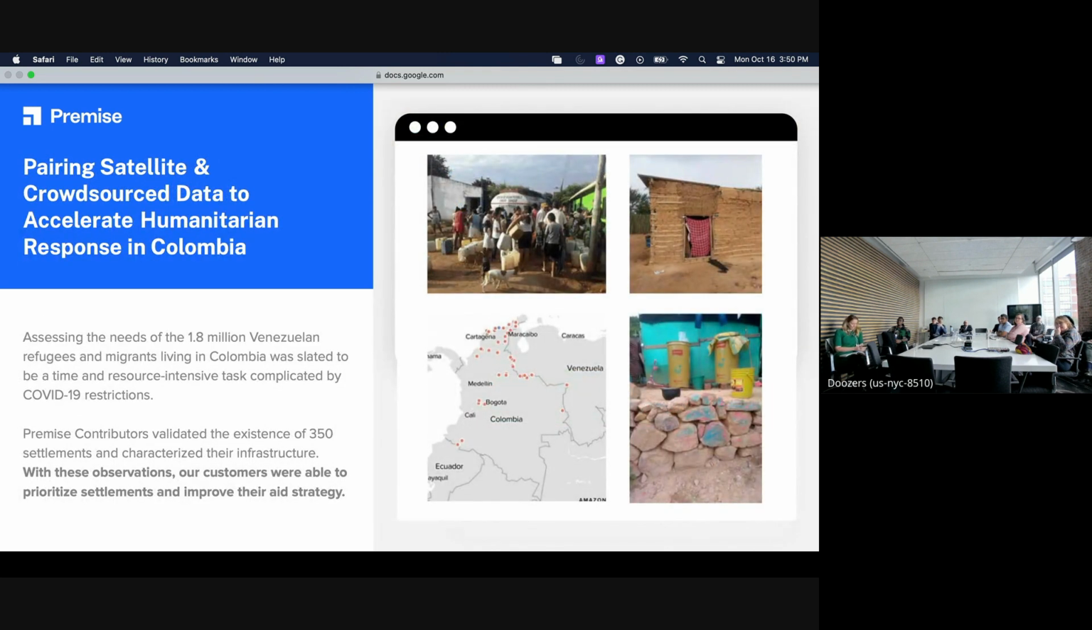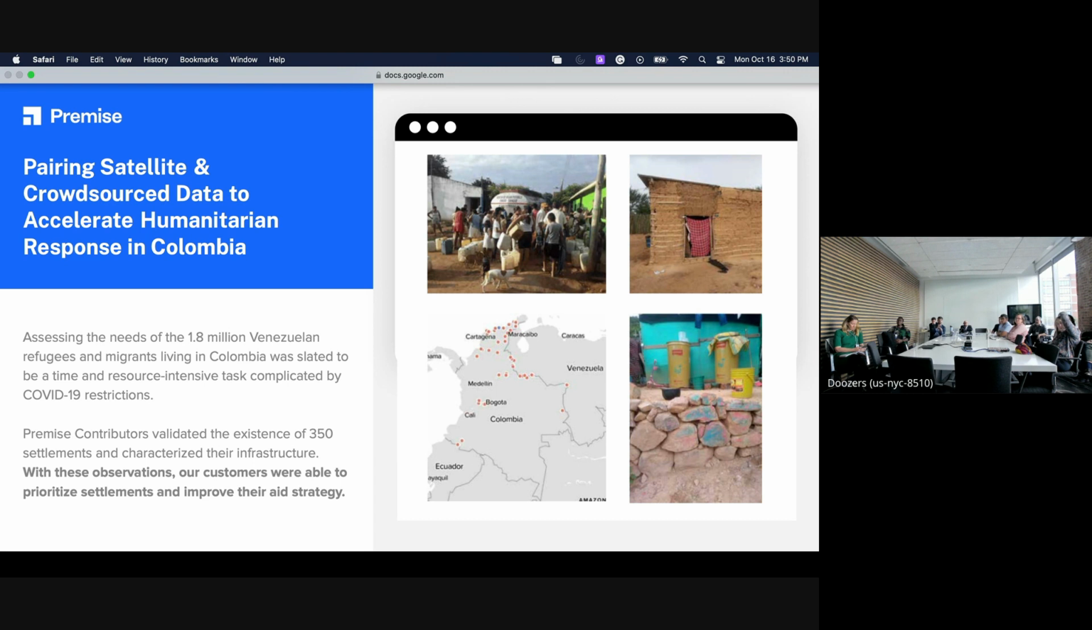We've worked also in other types of use cases where Premise contributors worked hand in hand with, validating satellite imagery, right? This is a project in Venezuela during the time when there was a huge influx of refugees into Colombia.